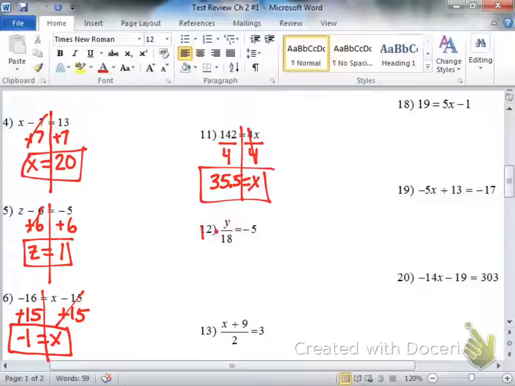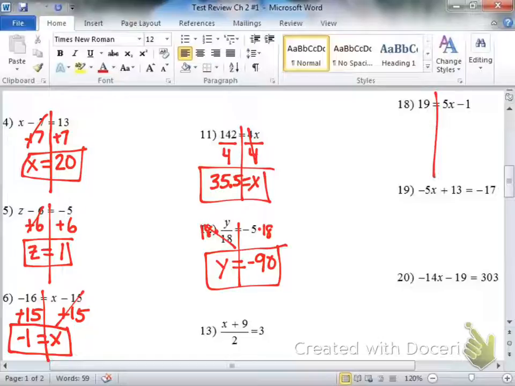Very good. We're going to multiply both sides by 18. So that leaves me with just the y on the left. What do I get on the right? Negative 90. Very good. We'll come back to 13 when we have a little more space. I don't want to cram it in there. So jump up to 18. How do I start 18?